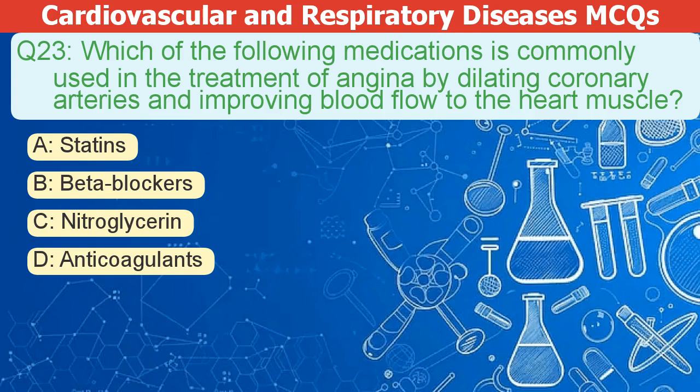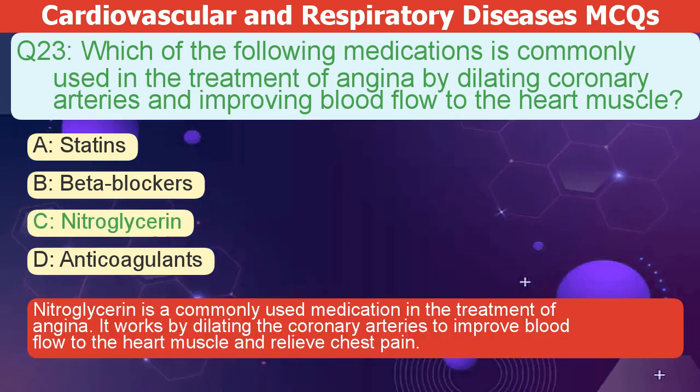Which of the following medications is commonly used to treat angina by widening the heart's arteries and improving blood flow? A. Statins. B. Beta blockers. C. Nitroglycerin. D. Anticoagulants. The correct answer is C. Nitroglycerin is a commonly used medication for angina. It dilates the coronary arteries, improving blood flow to the heart and relieving chest pain.